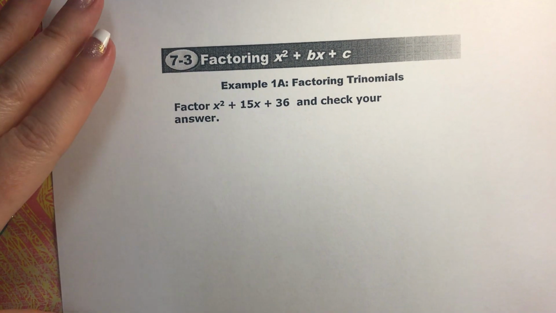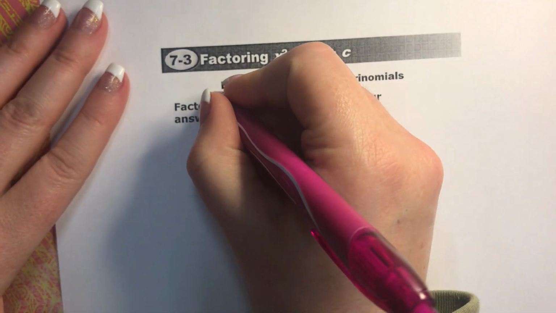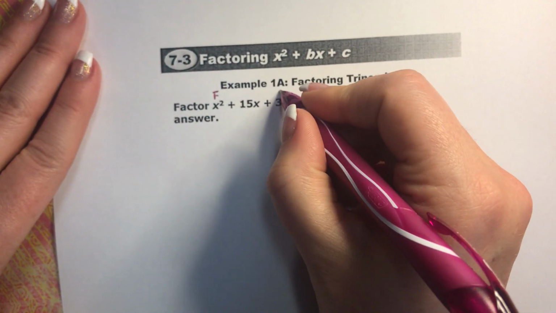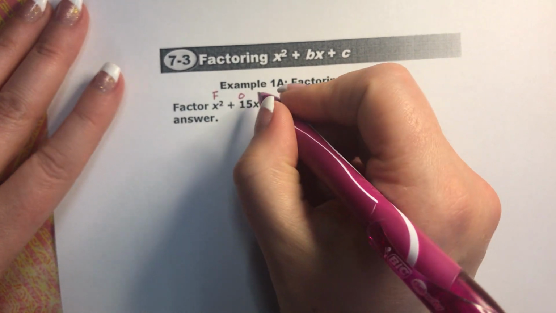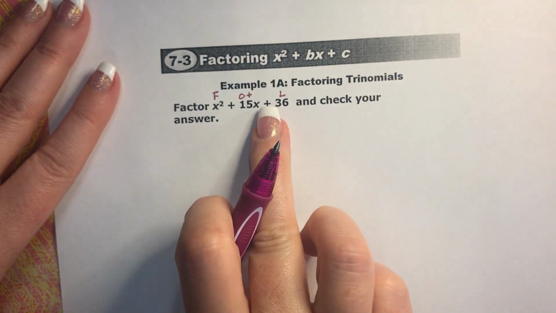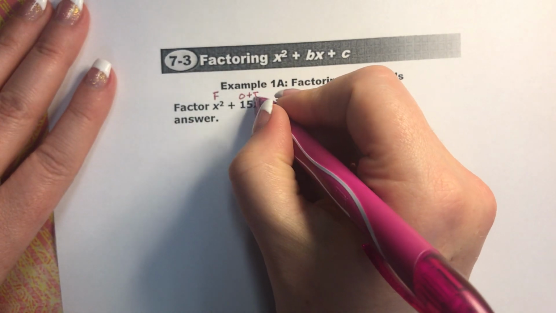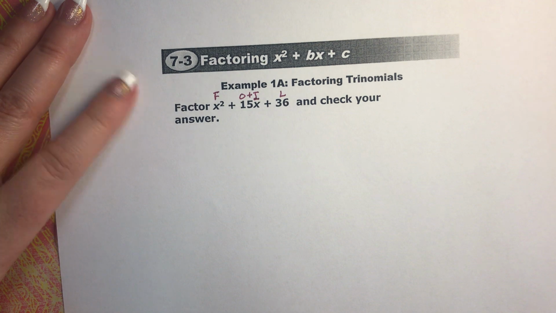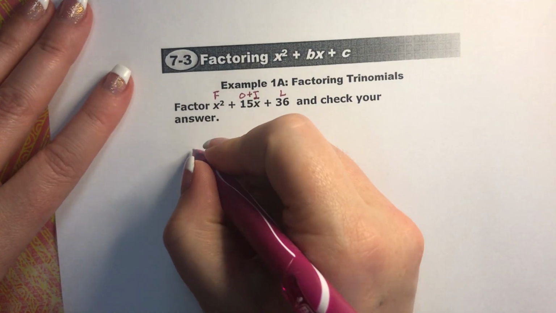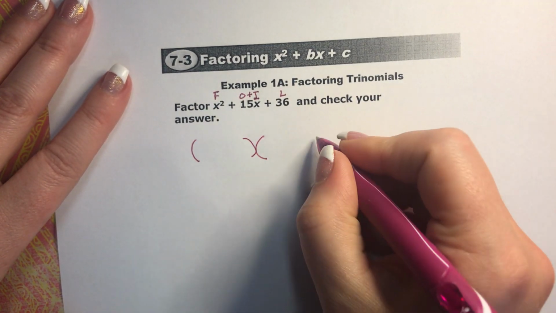All right, so what do we know? We know this is my first. We know this is my last. And I know that this middle term comes from adding, right? Because this means add. I'm going to add my outside plus my inside to get 15. Okay, so let's start. I'm going to make my little binomial.